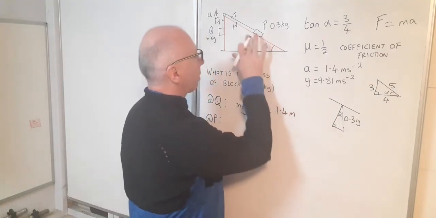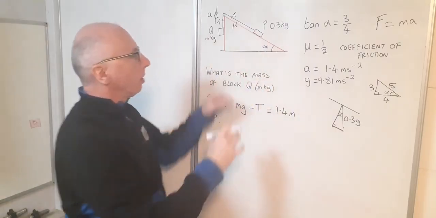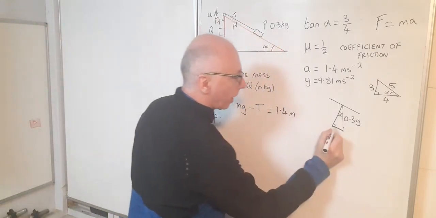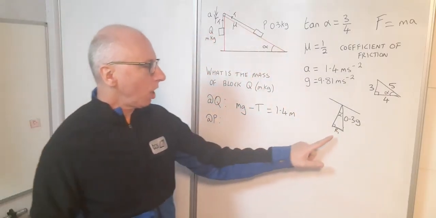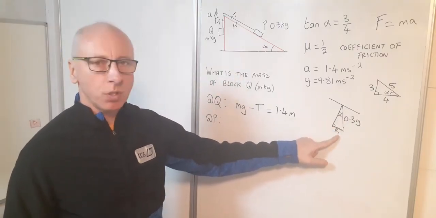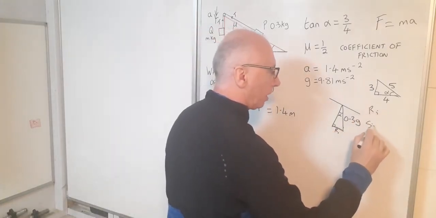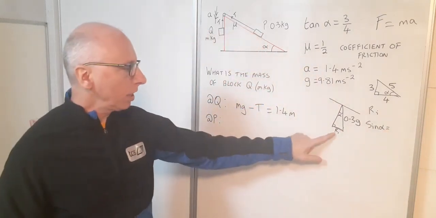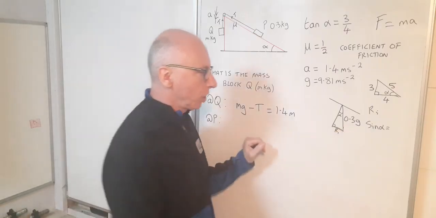So first of all, let's work out the force going along the plane here. This weight will be pushing against the tension, so we're going this way. So that's going to create a negative value for this force here. So how are we going to calculate that force R1? Well, it's going to be opposite the side alpha, so we need to use sine. So let's look at R1. We've got sine of alpha equals opposite over hypotenuse. So that's R1 over 0.3 g.